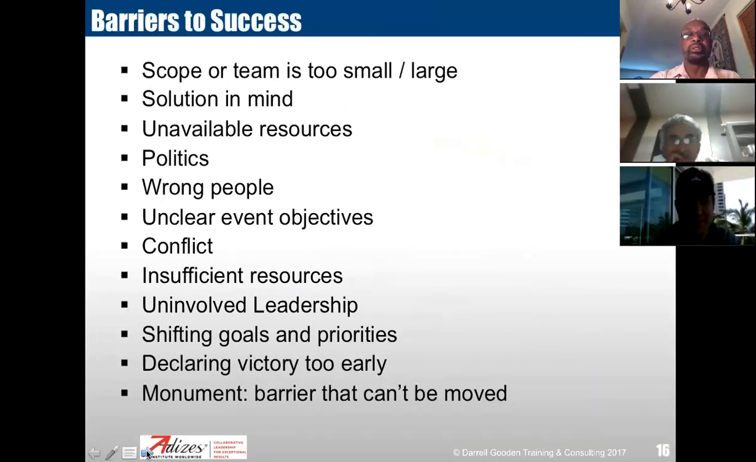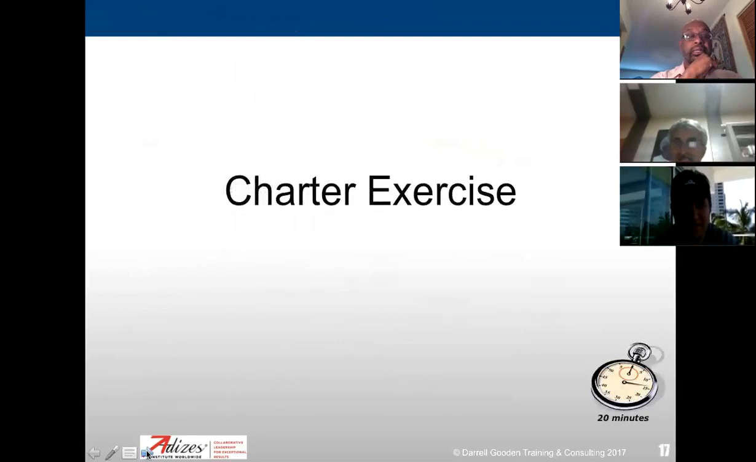You're going to scope so the team is not too small or large. These are barriers. So you don't want it too large, too small. You don't want to come right off the bat with solutions in mind, unavailable resources. All these things could have your Lean initiative go sideways at any level.